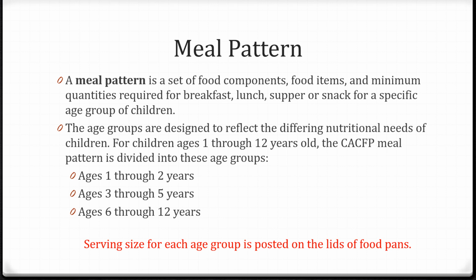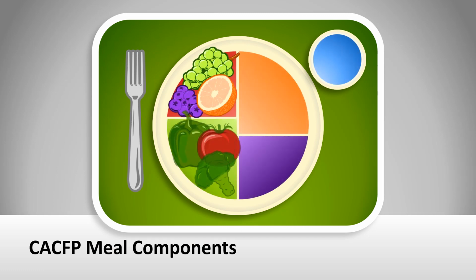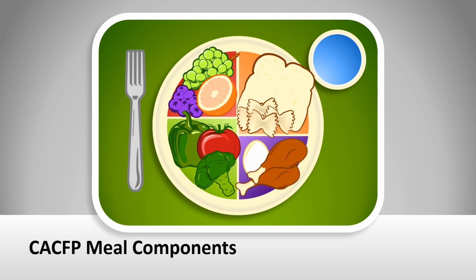For children ages 1 through 12 years old, the CACFP meal pattern is divided into these age groups: ages 1 through 2 years, ages 3 through 5 years, and ages 6 through 12 years. But don't worry, the serving size for each age group is posted on the lids of your food pans. There are 5 meal components in the CACFP: fruits, vegetables, grains, and meat alternates, as well as milk. Water is not a meal component but must always be readily available.